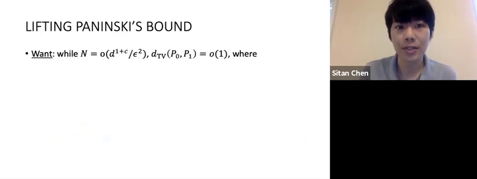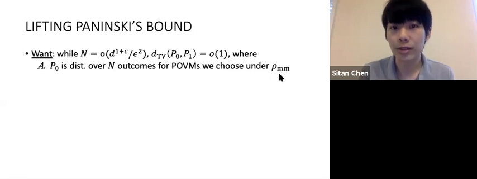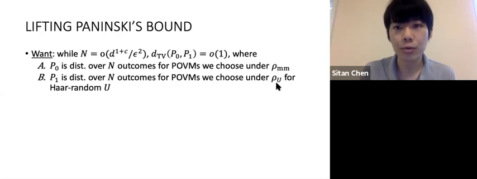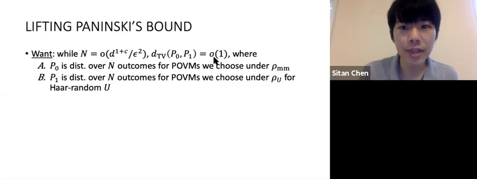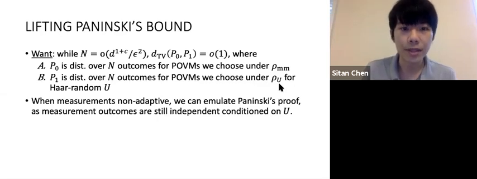Okay, so what we want to show in our analysis is that the following TV bound holds as long as the number of copies is small. The TV between the distribution over your measurement outcomes, given that you were measuring the maximally mixed state all along, and the distribution over measurement outcomes, given that you are measuring some random rho sub U all along, is small. Right, so that's our goal. And the point is that when the measurements are non-adaptive, B is yet again just some mixture of product distributions, an infinite mixture in fact, because you're varying the latent variable capital U. And in this case, you can just emulate Paninski's proof, and everything works out nicely.